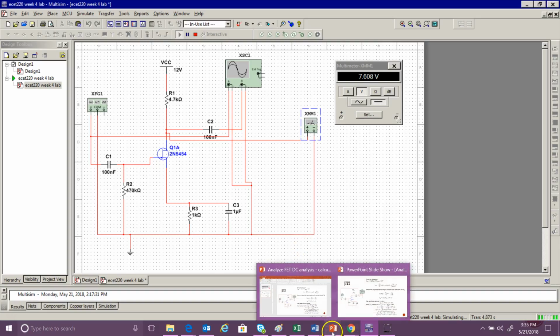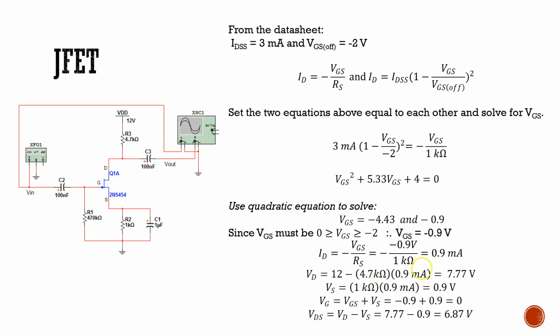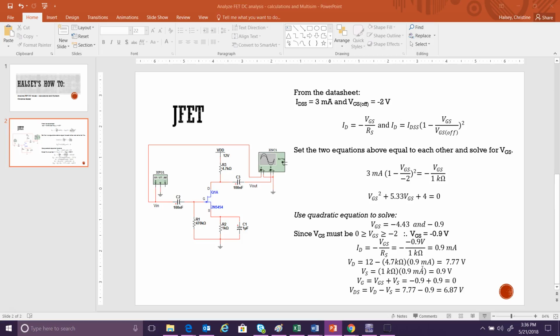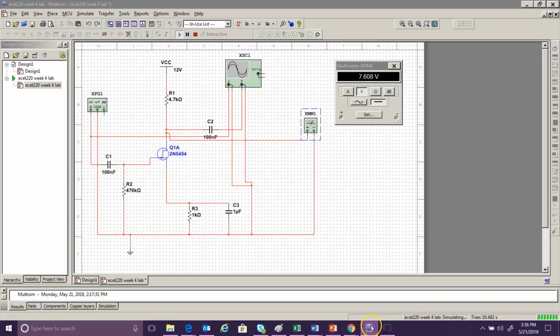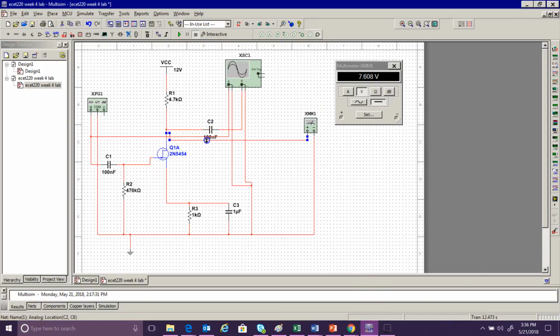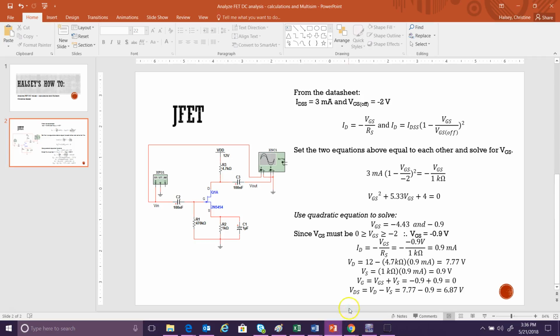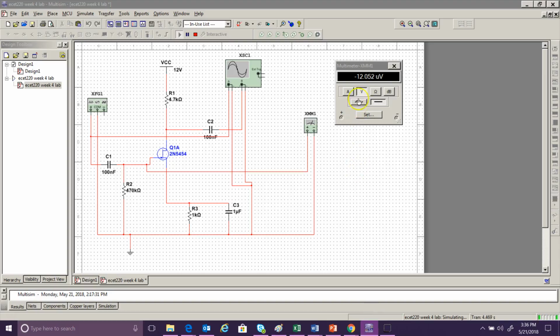Okay, now we'll look at comparing the VD, which we calculated as 7.77. We're measuring 7.608. VG should be 0, and we're measuring microvolts here, so that's the indication of 0.